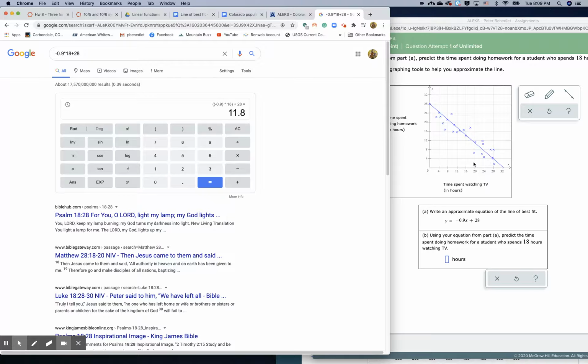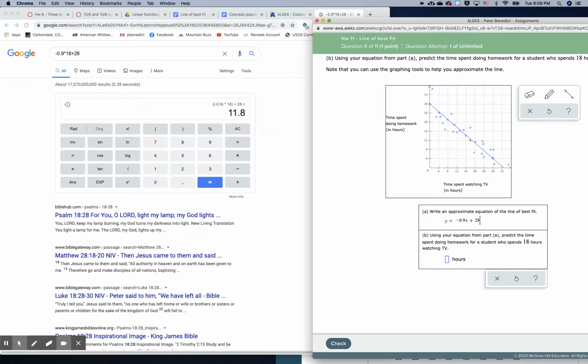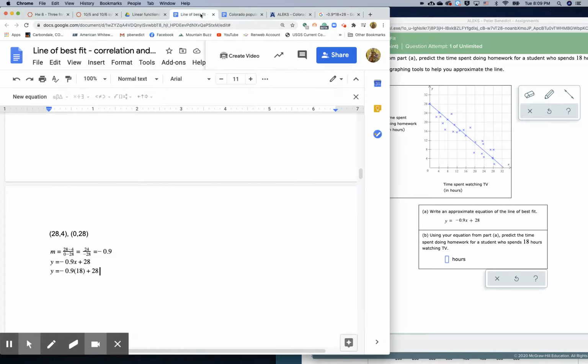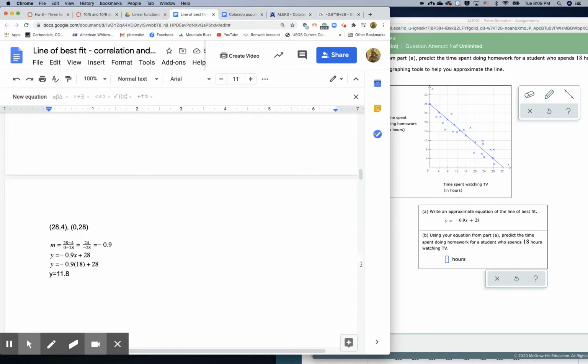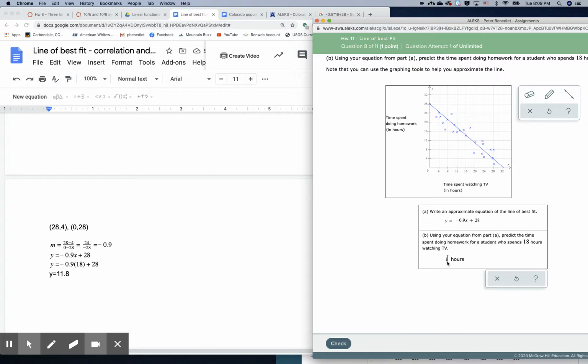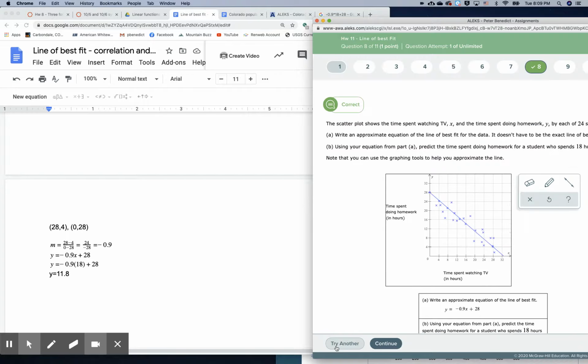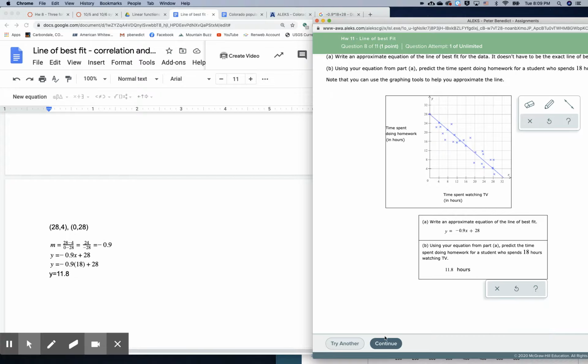And let's see where that fits. Yeah, that looks like that fits pretty well, right? Because 18 is going to be right here, which is going to be pretty much right there at 12. So that looks like that fits pretty well. So y equals 11.8. Cool. So now let me put that in here. And let's check. Yay! I got it right.